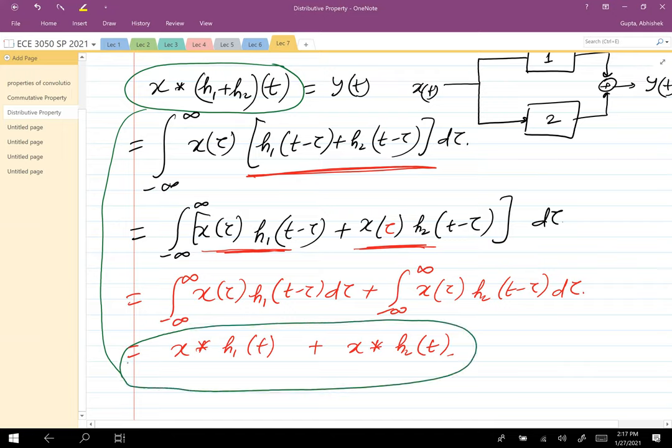So these two things are equal. And this is known as the distributive property of convolution. So the sum of convolution of sum is sum of convolution. Any questions?